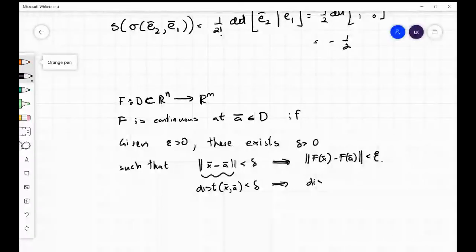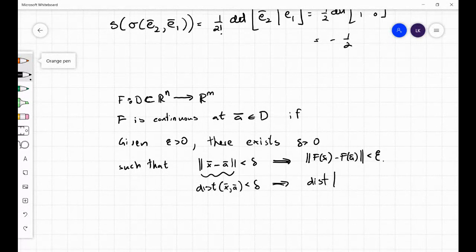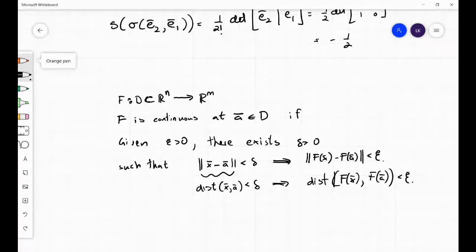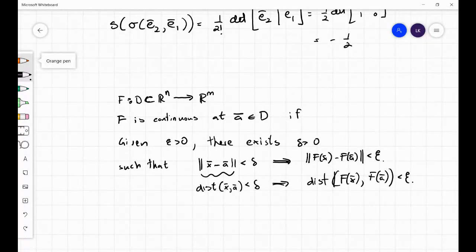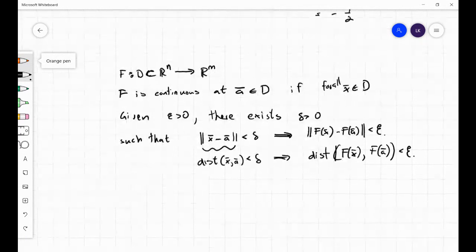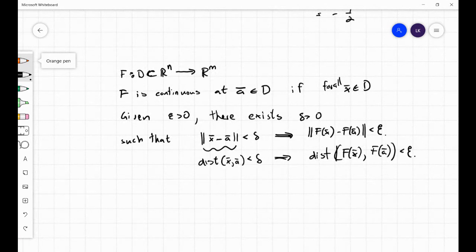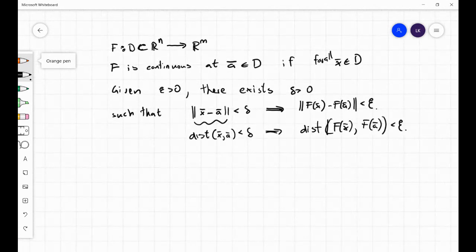So that's the distance between the function at x and the function at A is small enough. It's epsilon. Yeah, x has to be in D. I kind of have to mention that, so all x in the domain, obviously. So that was the definition.